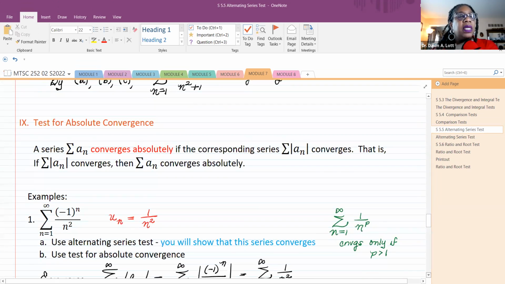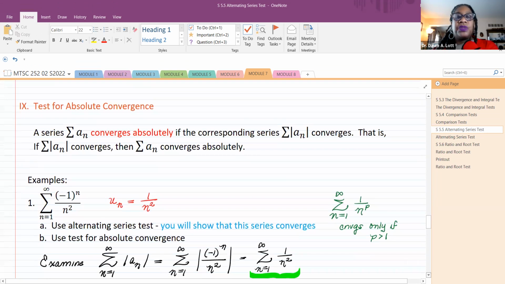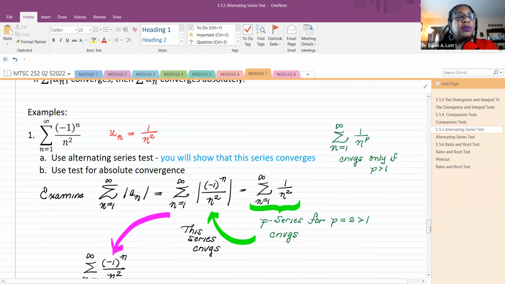Then I did test number 9, which was the test for absolute convergence. That says if I look at the sum of the series with the absolute value terms, and that converges, then the original series I was looking at converges. The first example we did was the sum of minus 1 to the n over n squared. Our UN was 1 over n squared. We used the alternating series test to show that it actually converges.